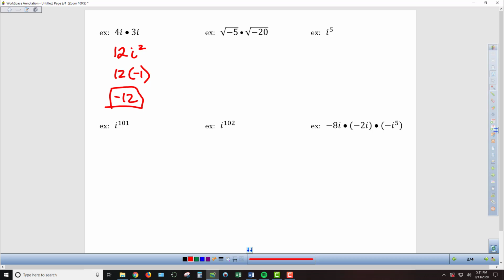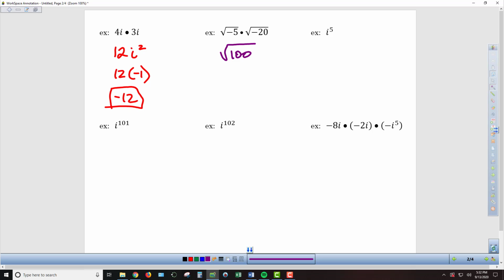So we can see that when we multiply two imaginary numbers together, we ended up with a negative real number as an answer. Now the next one here is one where we're going to have to take a great deal of caution in how we approach it. So we don't want to combine this into, oh, negative 5 times negative 20 is going to make positive 100 underneath the square root symbol, and so then we just write our answer as 10.